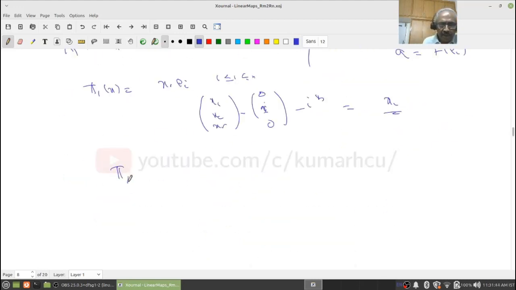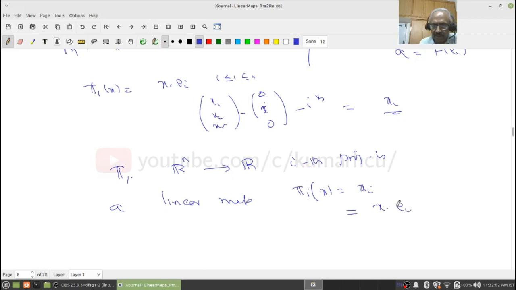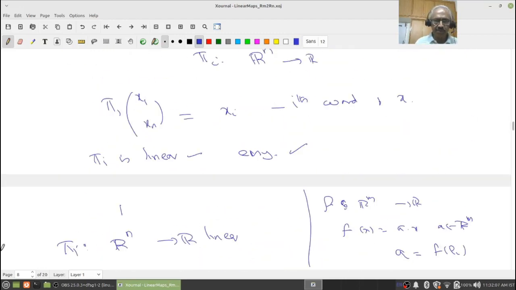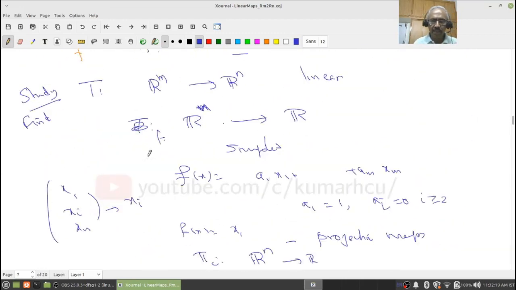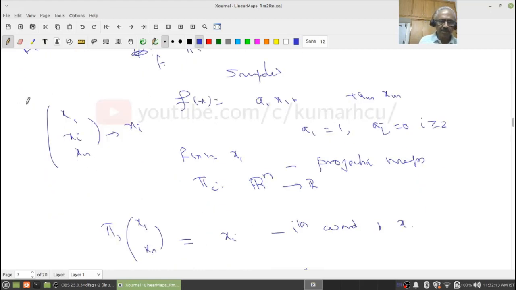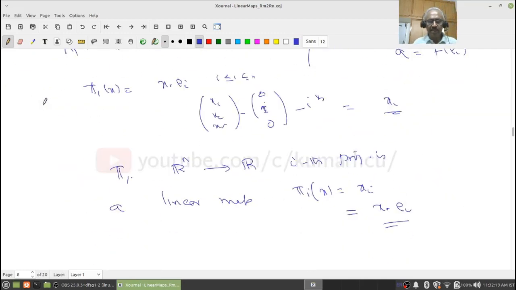Therefore pi i from Rn to R, the ith projection, is a linear map. Okay, that is pi i of x equals xi, and it's also given by x dot ei. Okay, so this is the third observation. This is, if you want, the third lemma. So what did the third lemma say? It told you how to generate projections from Rn to R.